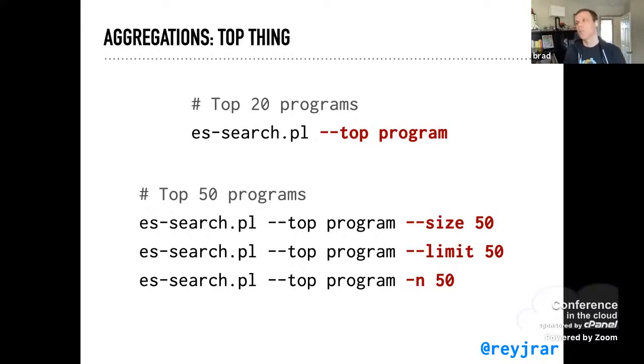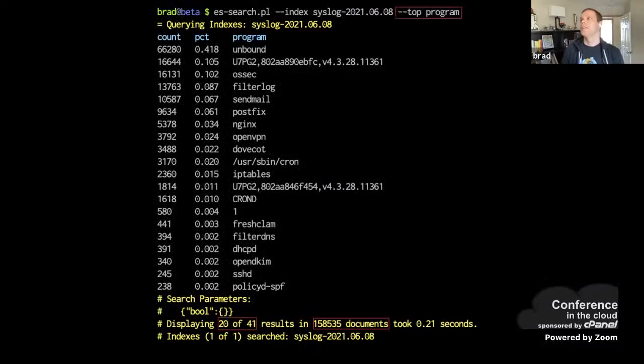So to do that, we just do esearch.pl top program to get the top program name. That'll give us the top 20 because that's the default size. If we want to change the number of results we're seeing, we can use --size, any number, limit, and all of these things are the same parameter. So we can get the top 50 if we wanted to. So if we do this search to see the top program, we get the list of top programs. Down here, we see that we're displaying 20 of 41. So there are 41 distinct programs, and we're displaying the top 20 of them, and our query matched 158,000 documents.